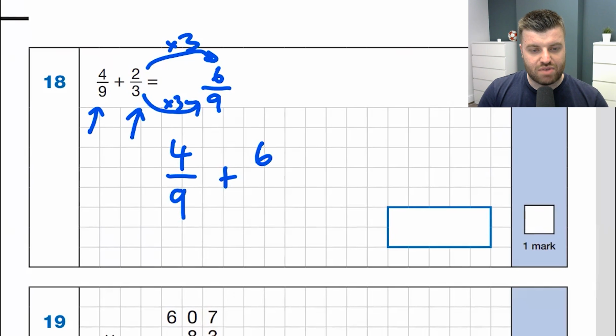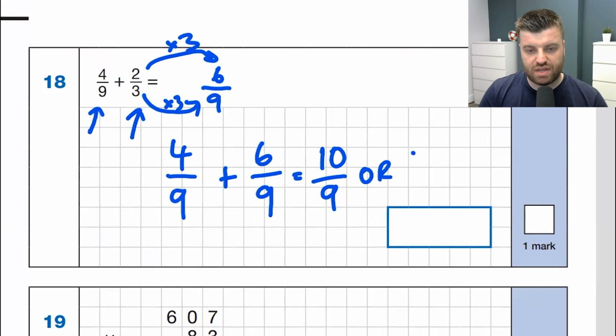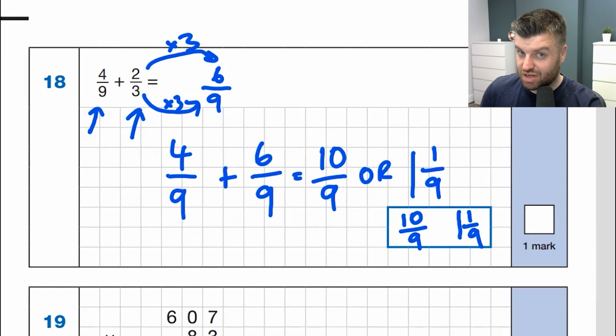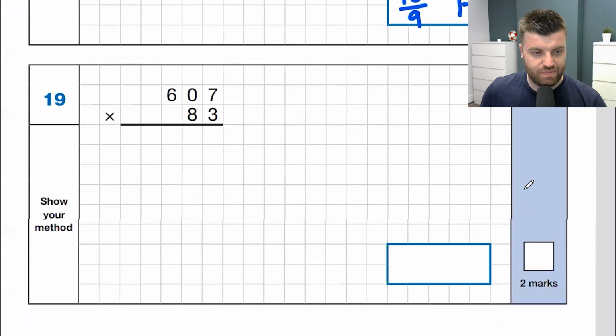I'm going to substitute this in, and we get 6 plus 4 is 10 ninths, or we could write it as 1 whole and 1 ninth, and that's our answer. You're going to put either of those into the box. 10 ninths, or if we're going to tidy it up, 1 and 1 ninth.